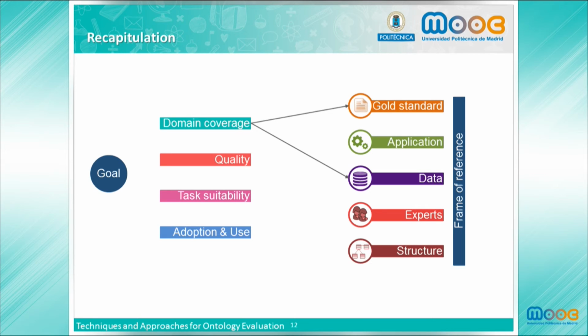For example, in order to check the domain coverage, the gold standard and data frames are the references normally used. For checking the quality characteristics, the common frames of reference are the expert assessment and the ontology structure-based assessment. For the task suitability, the frame of reference is the application in which the ontology will be used. Finally, for measuring the adoption and use of an ontology, the expert assessment and the ontology structure-based assessment are commonly used.